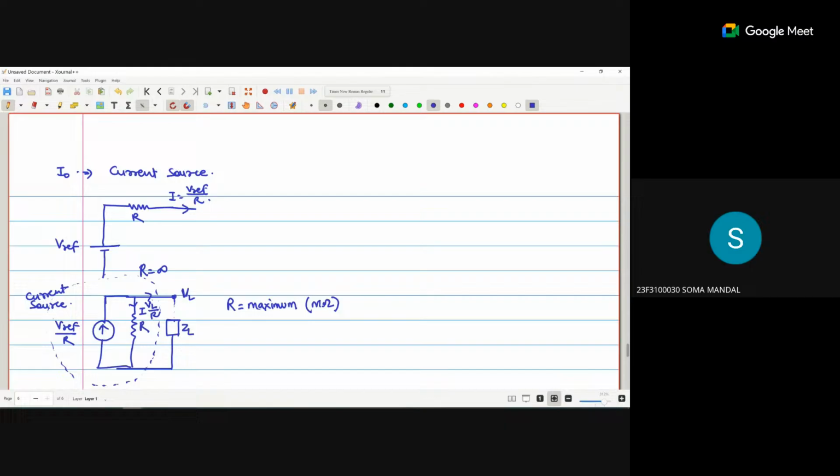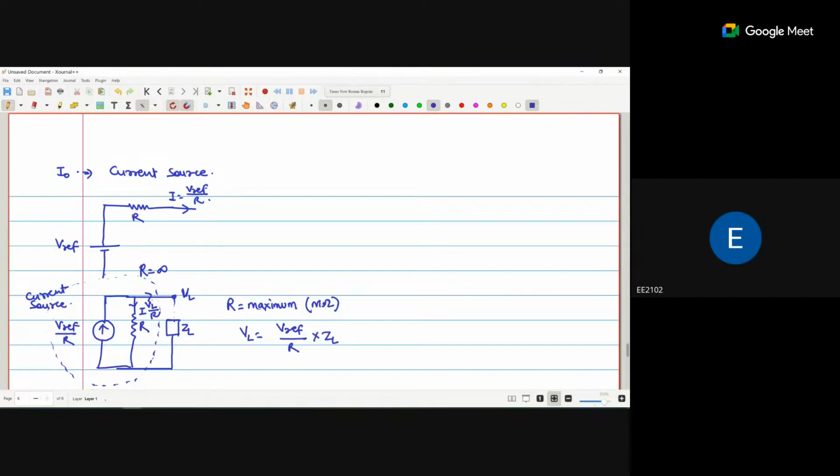Sir, small current will flow, no? Yeah, small current will flow. Yes, sir. R is maximum, so small current will flow. Okay, and what is VL? That is the current Vref upon R into ZL. So this is VL.